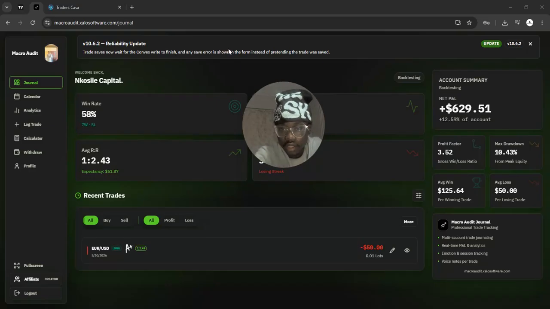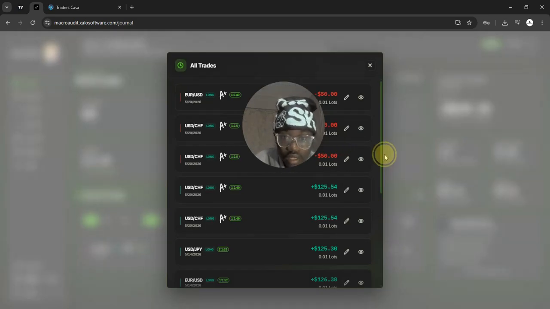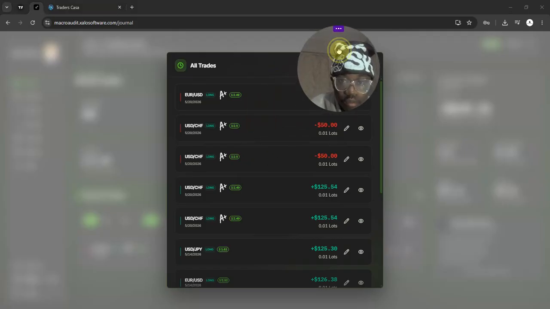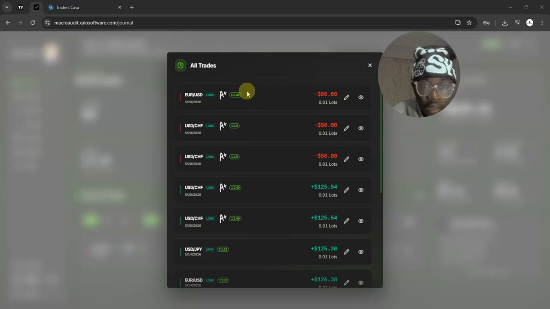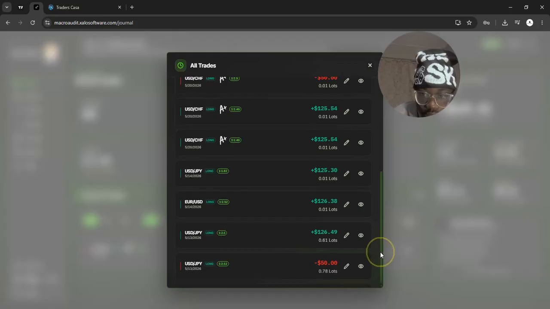But for now, before I go, let me show y'all the previous trades we took. As you can see, I take A plus setups regardless of any situation, right? I take A plus setups all the time. So if we look at this, let me start from the beginning.